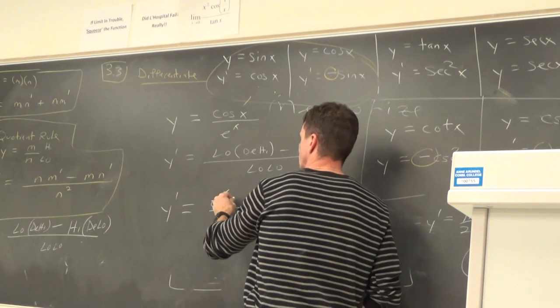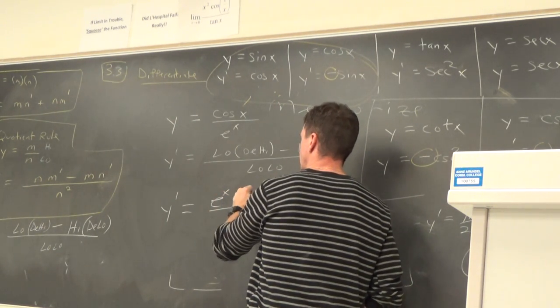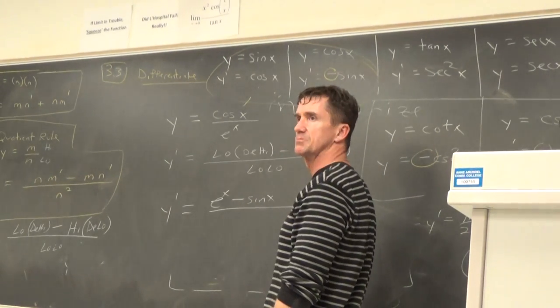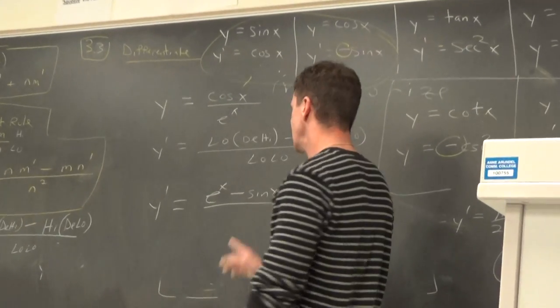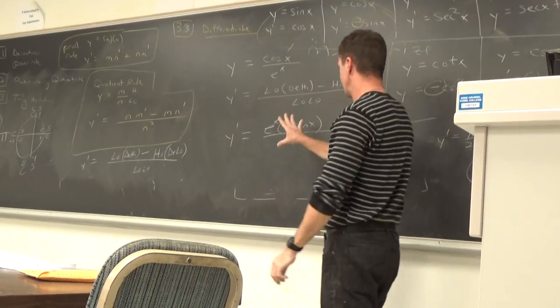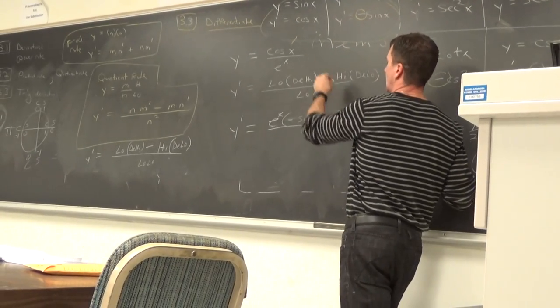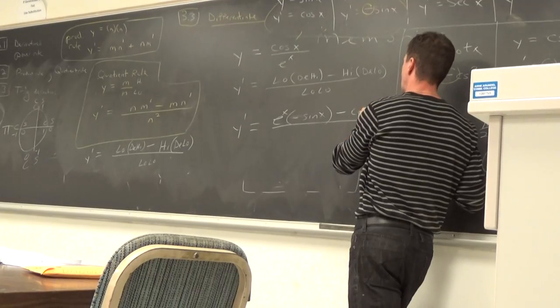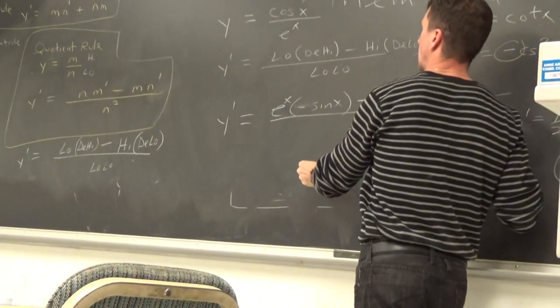Negative sine X. And be careful with your writing when you write stuff like this and you don't put parentheses, because that may look like you just wrote E to the X subtract sine of X, right? No, that's E to the X times a what? Times the negative sine of X, so be careful with that. Now minus high? Cosine X. And what's D low? D X. I love it. All over now, low low.